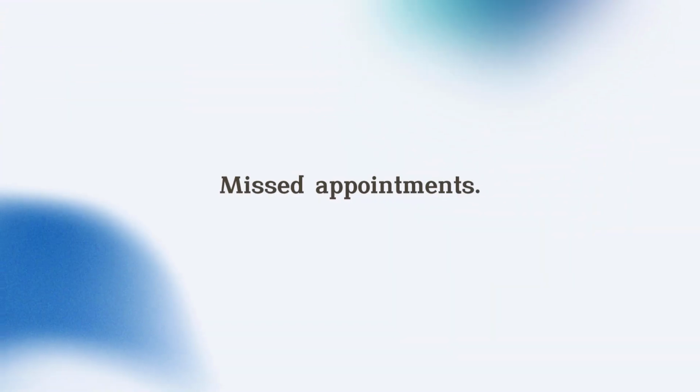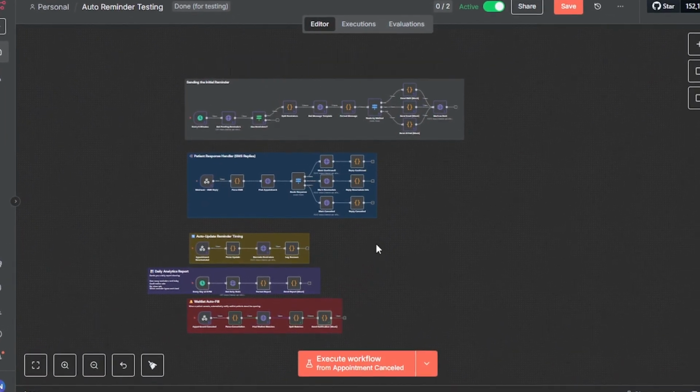I've spent the last 6 months building automation systems for dental practices, and one pattern keeps showing up. Missed appointments are the silent profit killer. So I built this, a fully automated reminder system that handles everything: initial reminders via SMS, email, and AI calls, patient confirmation, reschedules, cancellation, even filling open slots from the waitlist. 5 distinct automation sections, and it runs completely hands-free. Let me walk you through it.